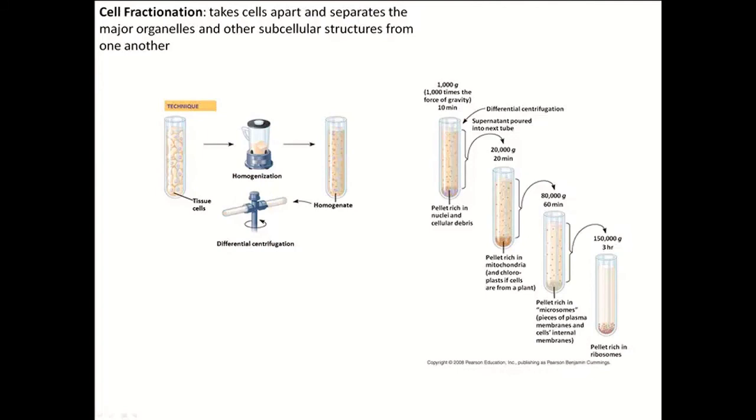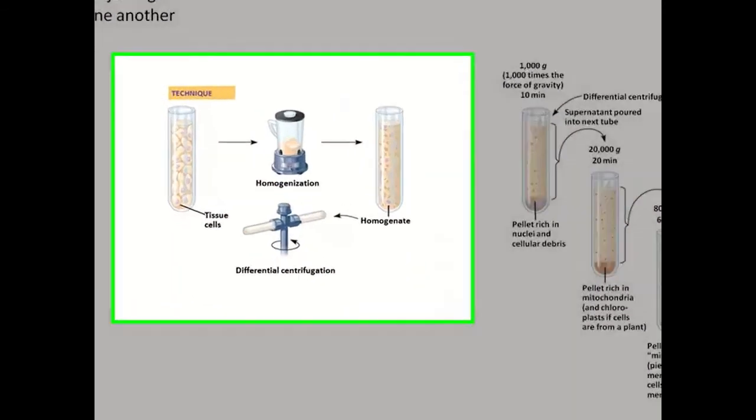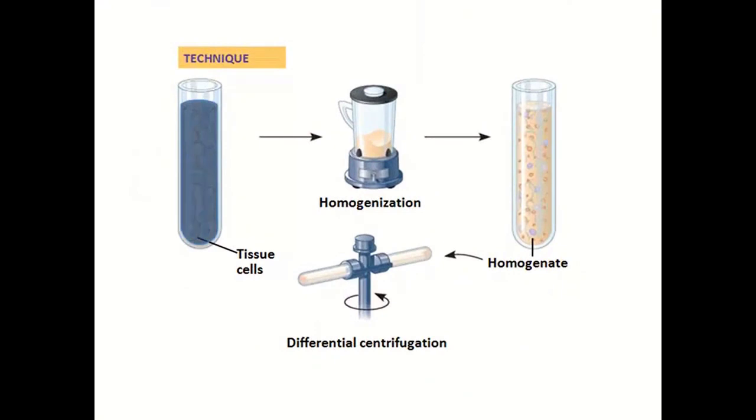Since we know cells are made up of a lot of different parts, it's useful to understand what each part does as well as their individual structures. In order to do this, you have to be able to study each part separately. A process called cell fractionation was developed to help with this. It takes cells apart and separates the major organelles and other cellular structures from one another. Tissue cells are first homogenized, or broken apart.